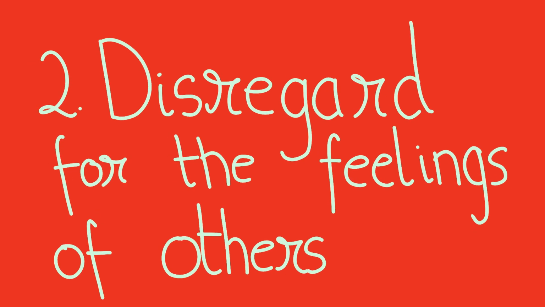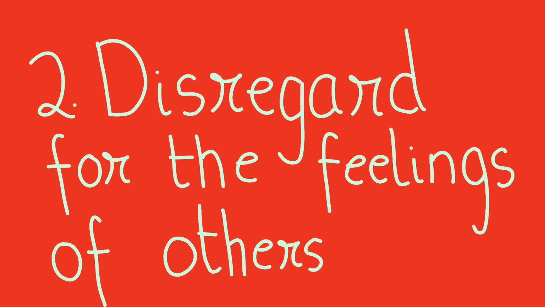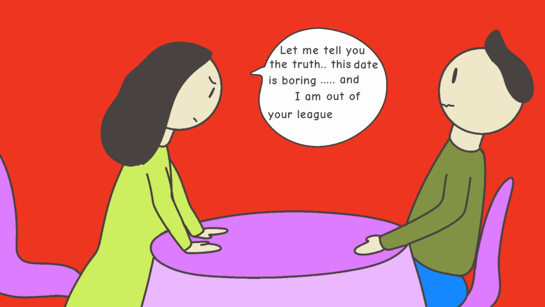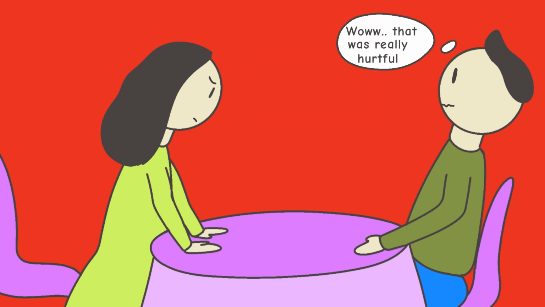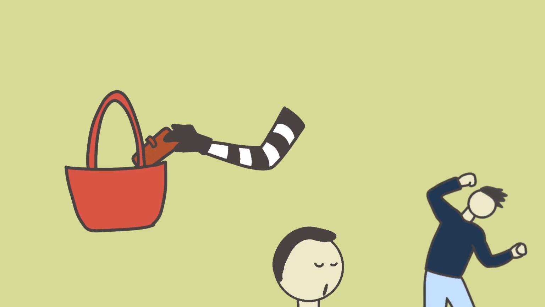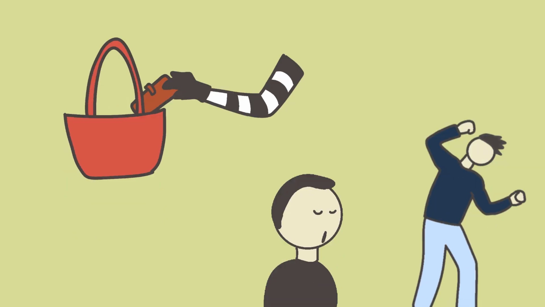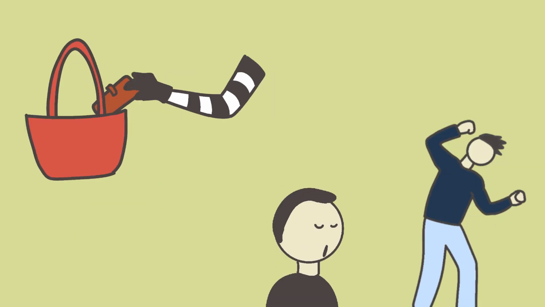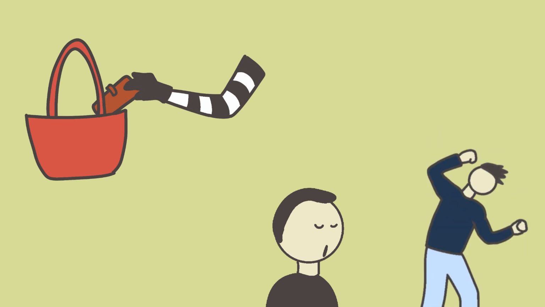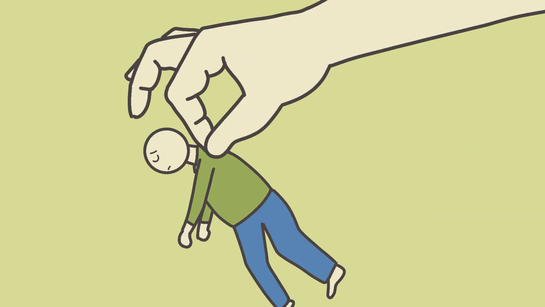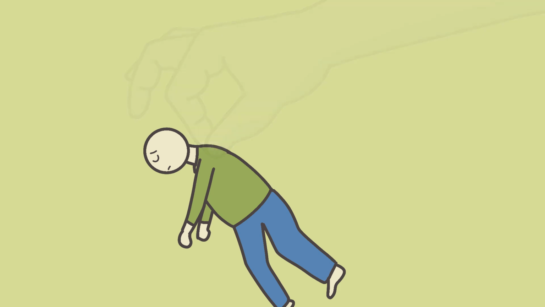2. Disregard for the feelings of others. People with sociopathy often act impulsively and without regard for the consequences of their actions. They may engage in behaviors that are hurtful or damaging to others, such as lying, stealing, or engaging in violent behavior. They may also manipulate or exploit others for their own gain without considering the impact that their actions may have on those around them.